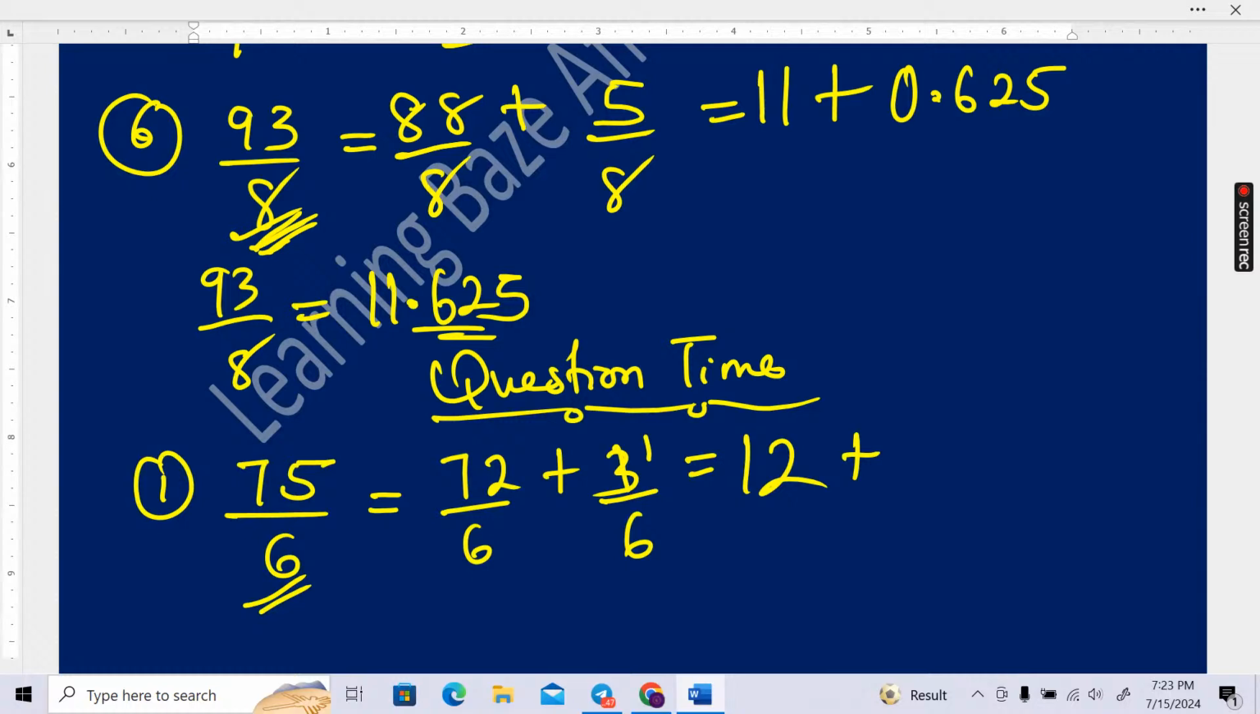3 into 3 is 1. 3 into 6 is 2. That is 1 over 2, which is half. All right? So that will be 12.5 because 1 over 2 in decimal is 0.5.